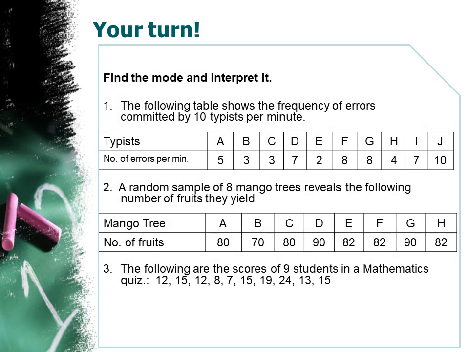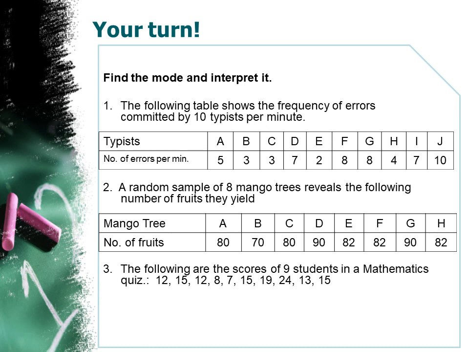I mean 3 and 8. For number 2, we have a random sample of 8 mango trees. We have 80, 70, 80, 90, 82, 82, 90, 82. So ilang beses nag-appear ang 82? Tatlong beses. So 82 is the most frequent observation. Though nag-appear ang 80 twice, pero mas maraming beses si 82 kasi 3 times siya. So 82 is the answer.